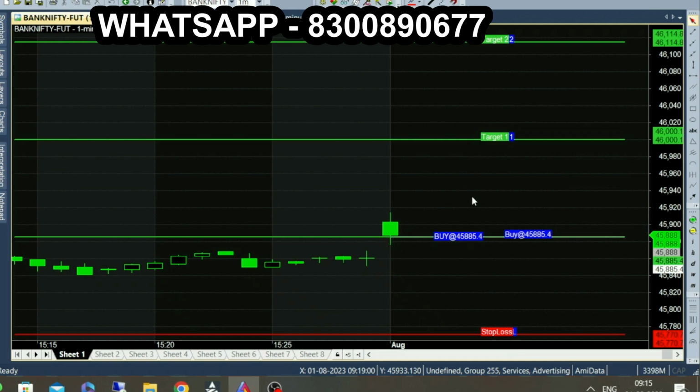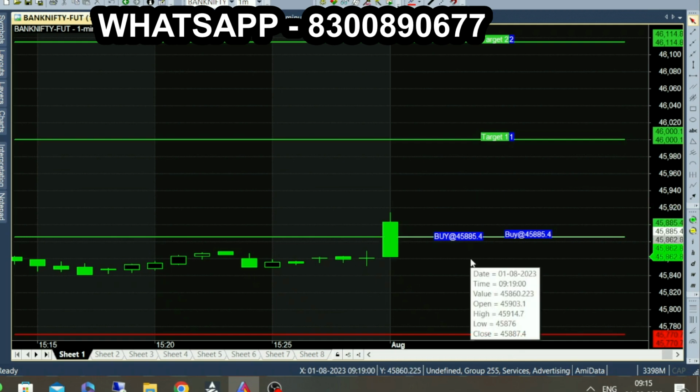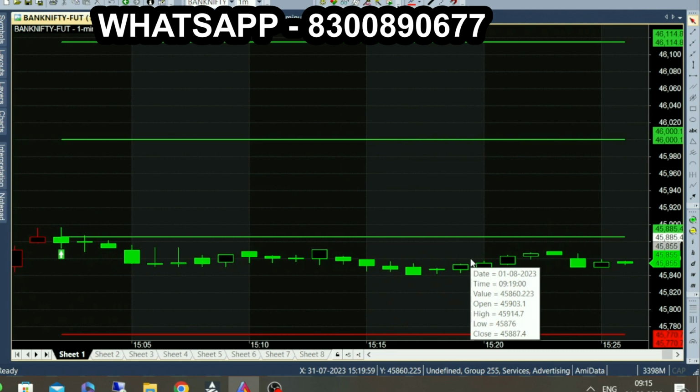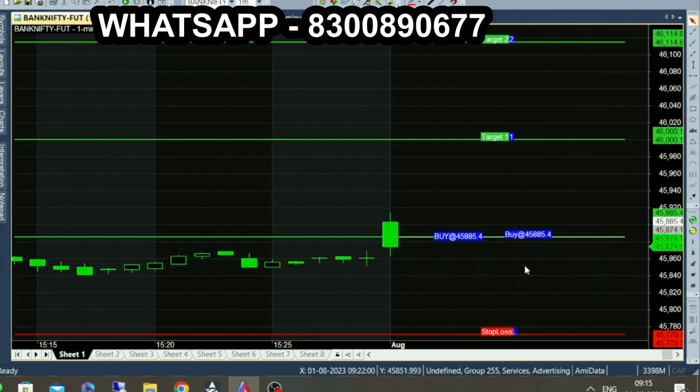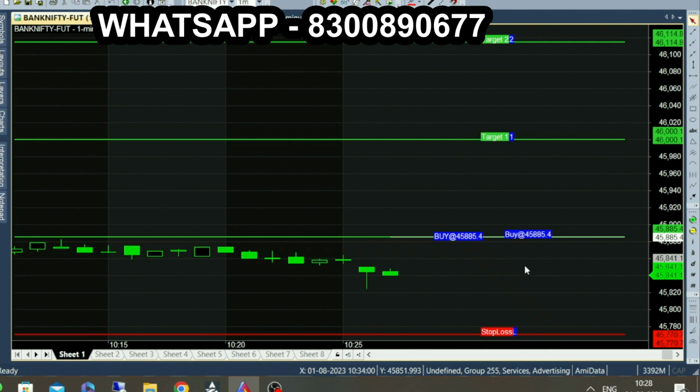9:15 a.m. market open. It's a Bank Nifty 1-minute chart. In this chart, automatically you will get calls. For example, previous day before market closing, a buy call generated at 45,885. That buying momentum followed up to today 10 o'clock also.